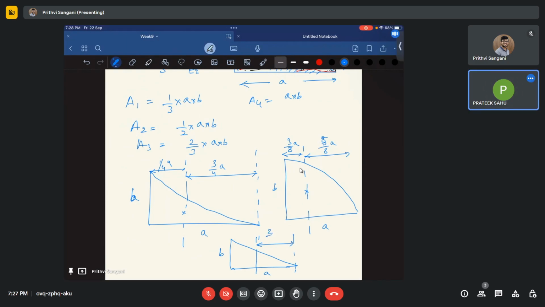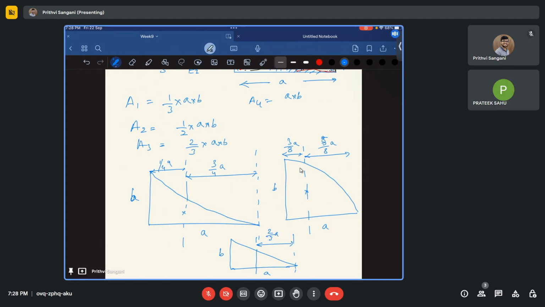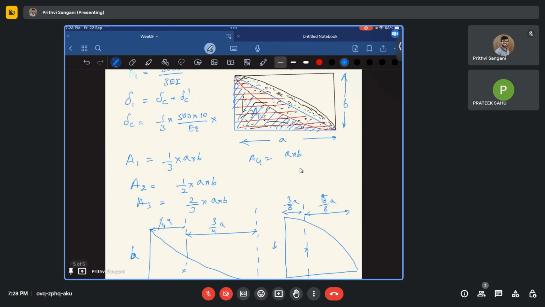2/3. Yes, you're right. So this is 2/3. You better make a note of this and keep this in your mind, because every time you're doing these BMD calculations, most students make mistakes while taking this centroidal distance. So in our question right now, we need to take 3 by 4.